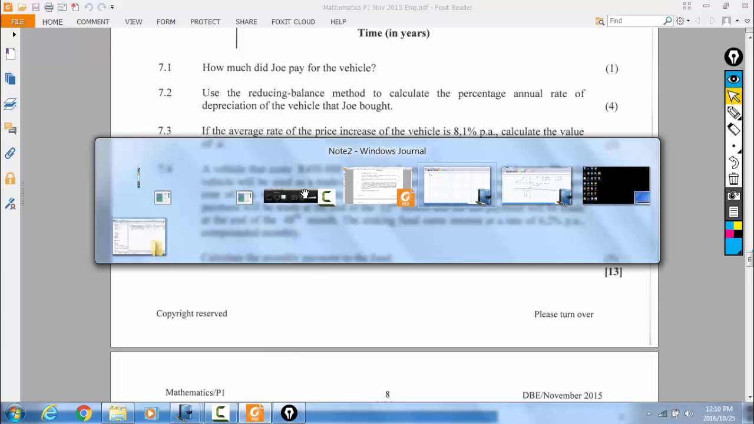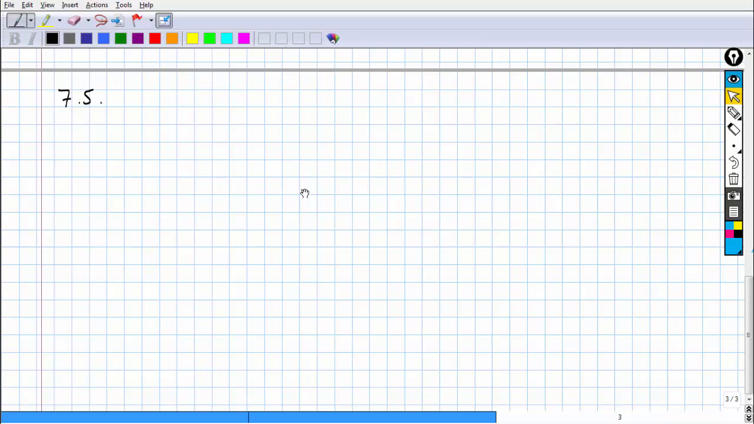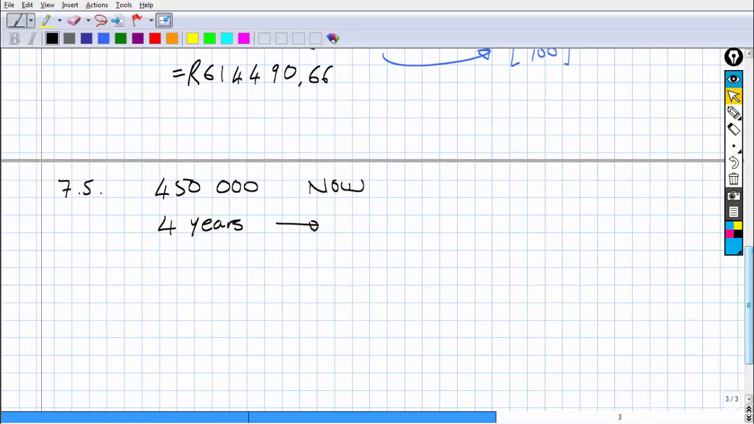Right, that's a lot to take in, but let's see if we can simplify it. So it says a vehicle costs 450,000 Rand now. And they want to replace it in 4 years. Okay. And what is the inflation? What is the average rate? Well, we've already calculated all of that in the previous few questions. We've calculated it just above here. We know that in 4 years' time, it's going to be 614,490.66. That's the price of it in 4 years' time.